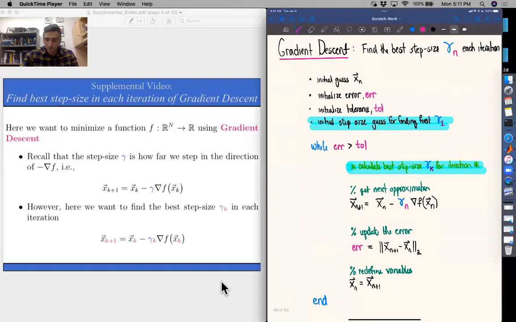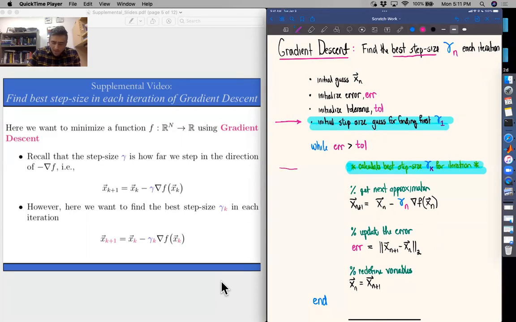In this case, we're trying to find the best step size, the best gamma, for each iteration. There are a couple new things we get to do. The first thing is that we need to initialize some step size, basically as an initial guess of what the first best step size is.